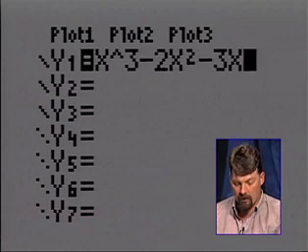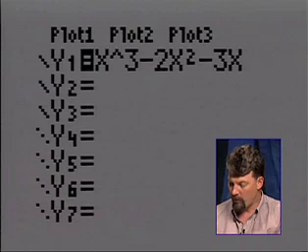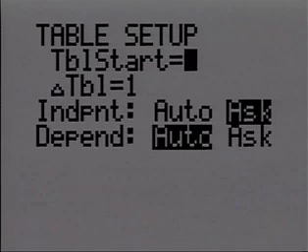And I'm going to just look at the table. What I want to do, though, is under table set, I want to make sure that I have this independent variable set to ask, because I want to be able to type in each of these x values as I go. And so it's set to ask. I'm going to go second graph now, which takes me to the table. And now what I can do is type in each of my test values.